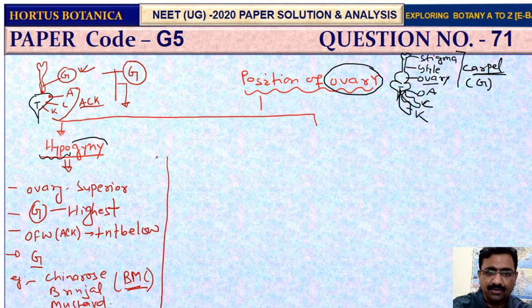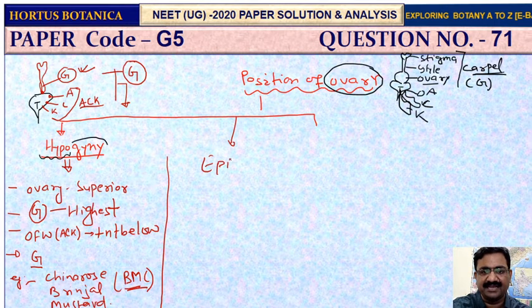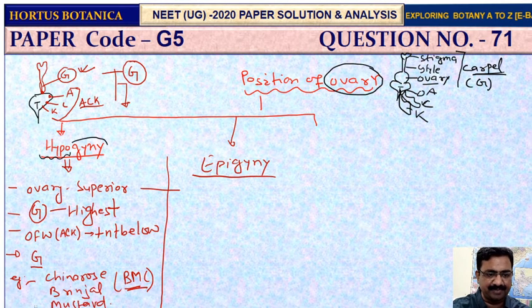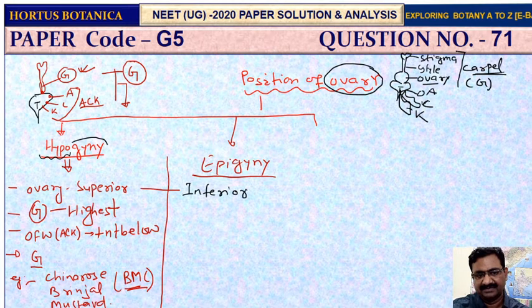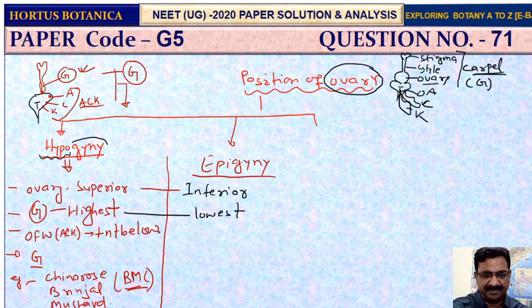Now what is the second position? The second is called epigyny or epigynous, just the reverse. Its position is just the reverse. Hypogyny is superior, so this will be inferior. It is the lowest position, just the reverse. The others are present below in hypogyny, here the others are present above. It is denoted by G with a dash above, and the other whorls by a dash below.